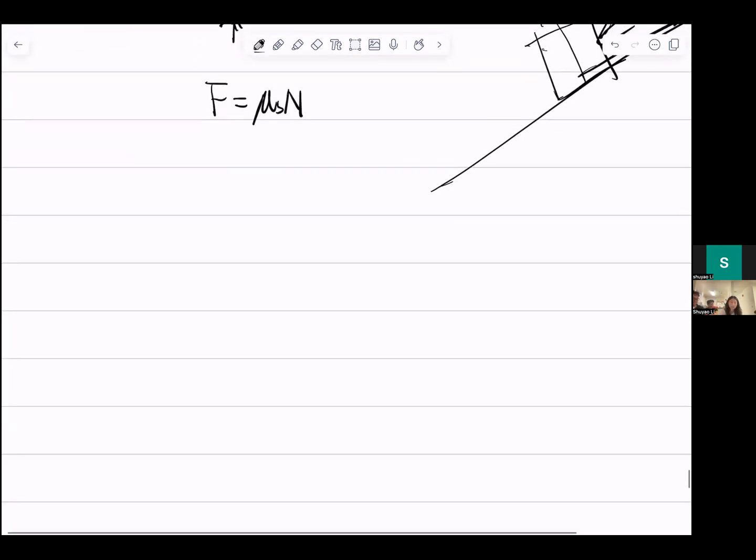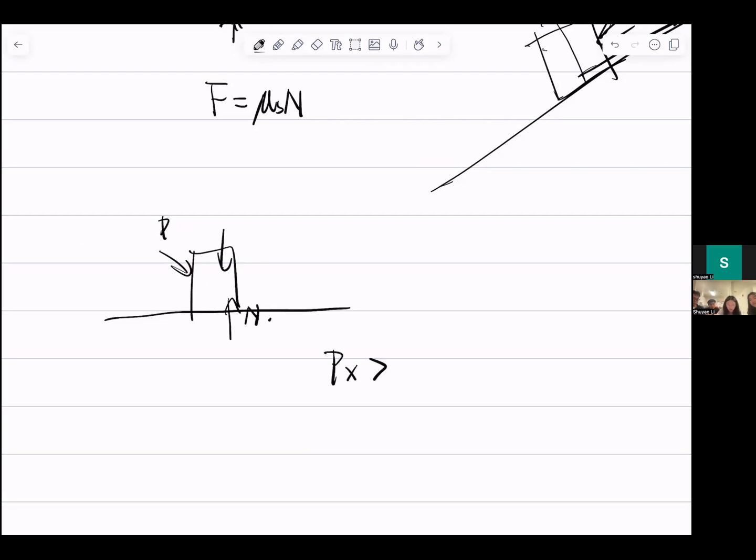And then for a different situation with friction, basically motion occurs when our P force in the x direction is greater than Fm. That would mean the applied force is greater than the friction, so the friction cannot block movement because P is greater.